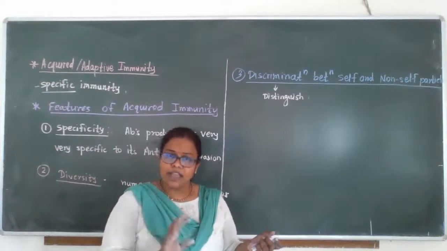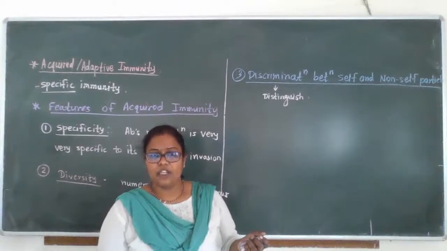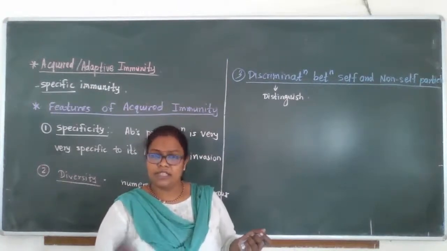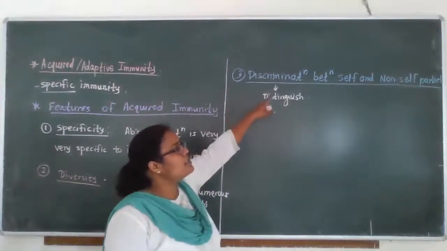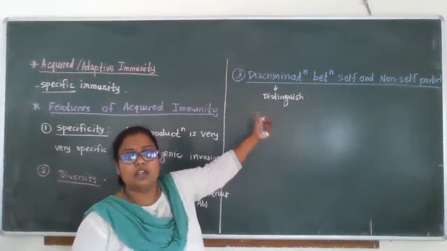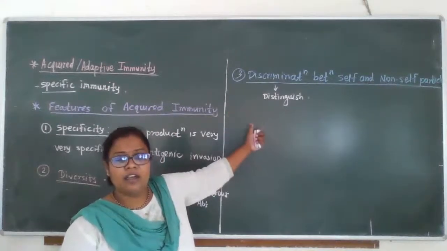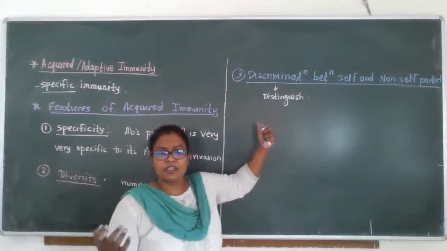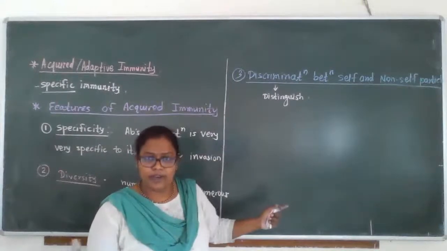So among that, the useful protein, and the harmful one, that means the bacterial one, must be identified. Or the toxic material must be identified, and that is called discrimination between self and non-self particle. When it discriminates or separates out the non-self or foreign particle, then only our cells, the phagocytic cells or the immune cells, attack that pathogen or toxic substance to remove it, right?